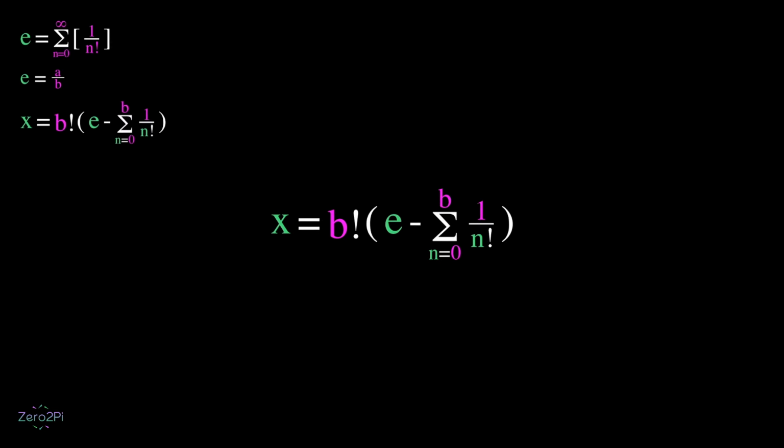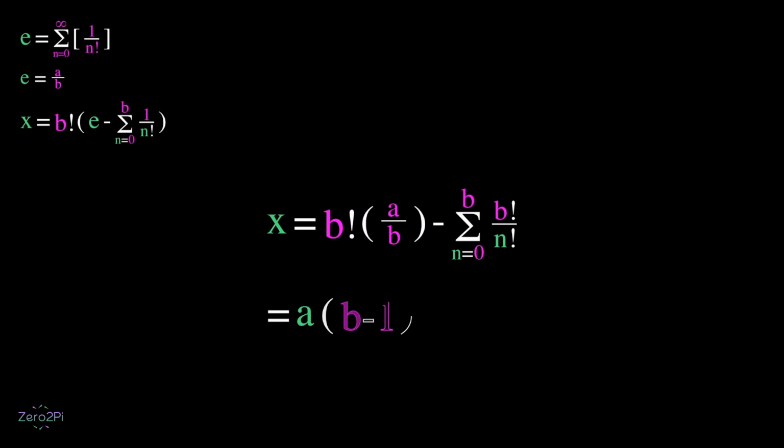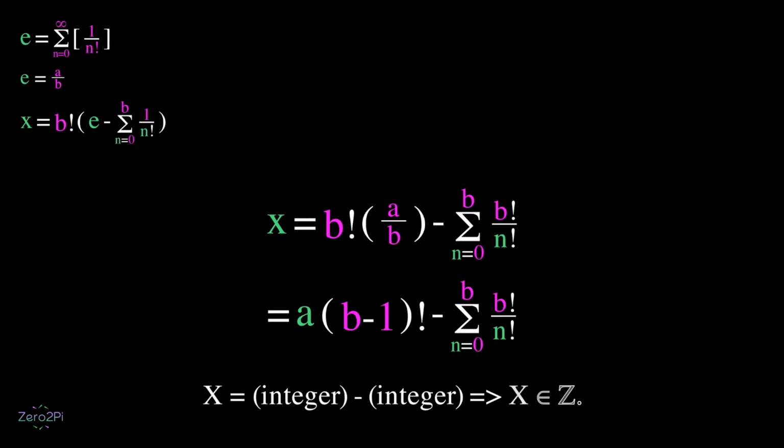Remember our assumption that e equals a over b. We'll plug that in here, distribute b factorial like so, and simplify. You're going to notice that each term here is an integer, so x is an integer minus an integer, meaning x itself must be an integer.